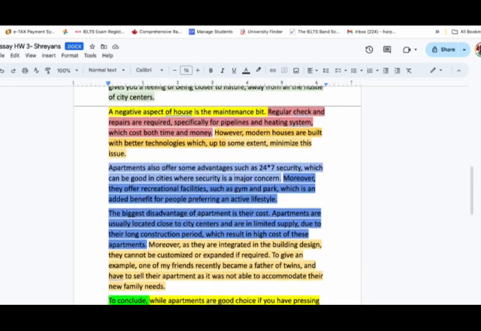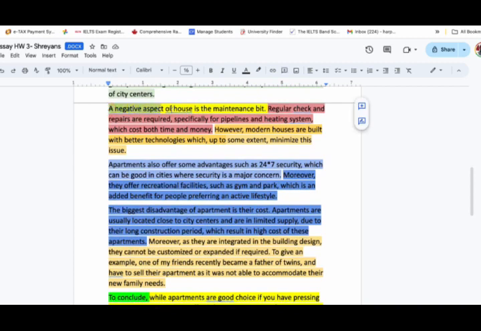Now let's look at body paragraph 2 which talks about the negatives of the house. I have marked the topic sentence in yellow. A negative aspect of a house is the maintenance bit. I would say that it's a bit of informal use of language. We have to be a little more formal. We can use this more in the speaking test. Now this reddish color that I marked here, regular check and repairs are required specifically for pipes. So it's talking about the maintenance part.